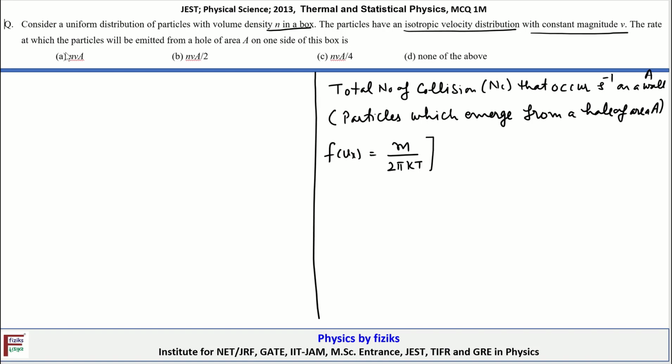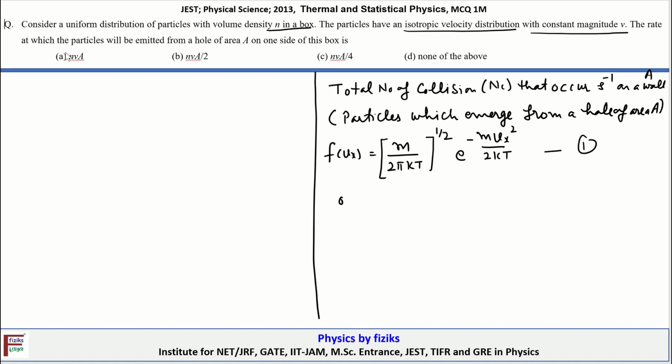So this is the result we discussed in the Maxwell-Boltzmann velocity distribution: m upon 2 pi kT to the power 1 by 2, and then exponential minus m Vx square upon 2kT, because we are only considering the particles which are moving along the x direction. Let's call this equation 1. Here we consider only the particles moving along the x direction.